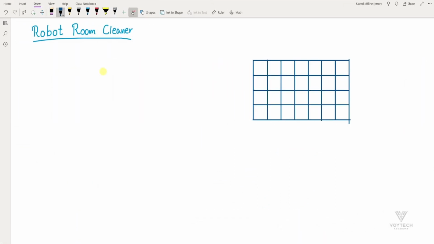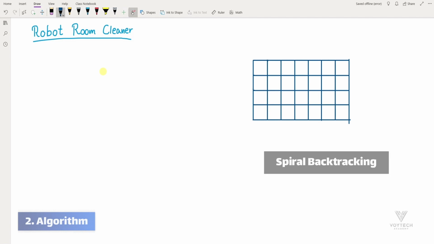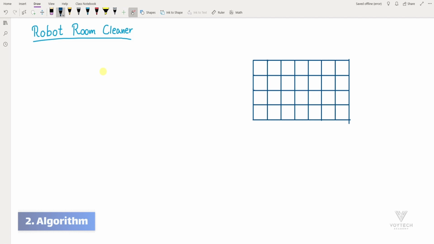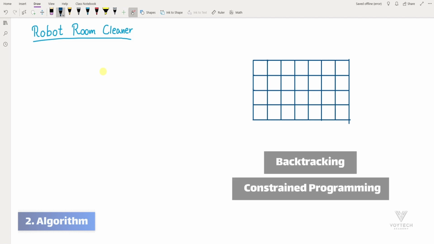The algorithm that I want to explain is called spiral backtracking. And this algorithm is based on 2 programming concepts. The first one is backtracking and the second one is constrained programming. Now let's take a look at what these concepts mean.